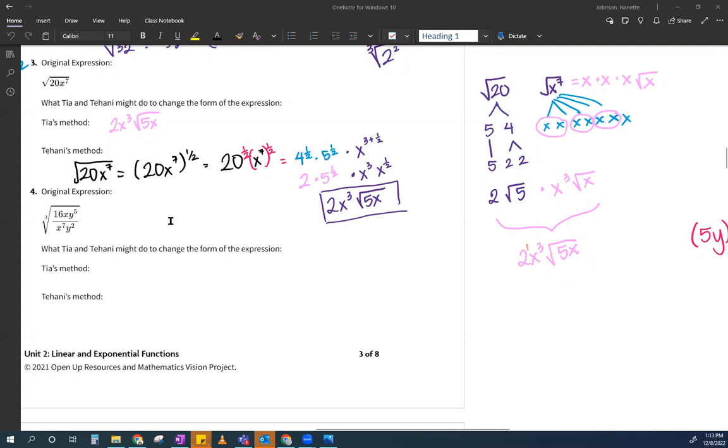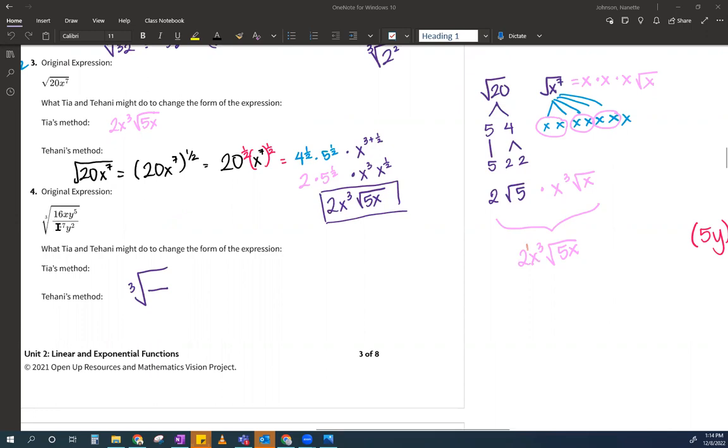Okay, so I'm going to just do Tia's method because you all said Tia's method, Miss Johnson. So I go cube root, and I'm actually going to show a little bit of Tahani's just so you see and get practice with that. Because if you practice the things that you're not so good at, your weakness becomes a strength, right?